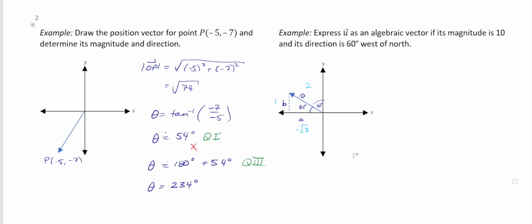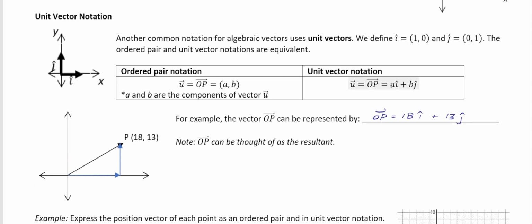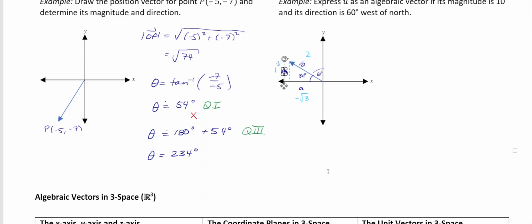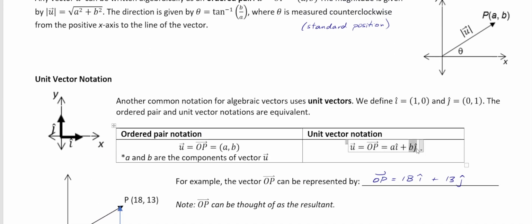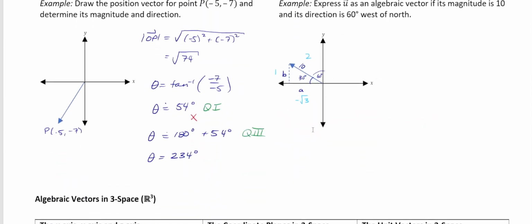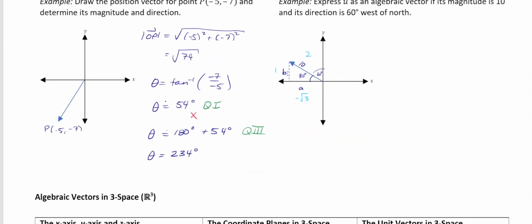Okay, so what I'm going to do is put up some formulas here because I need to find A and I need to find B. A being the scalar of the i cap vector, and B being the scalar of the j cap vector, right? So A is the x component and B is the y component of this vector right here. And so I need to express it as an algebraic vector. So I need components A and B. I'll go ahead and put up some formulas.